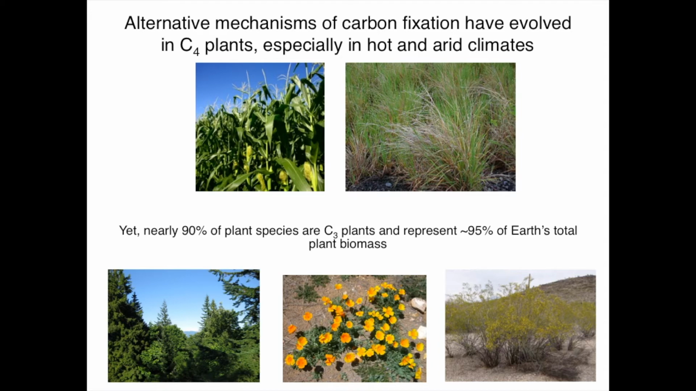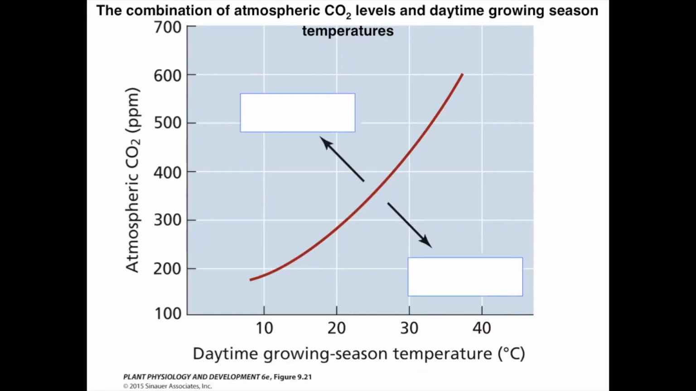So in hot and arid climates, we tend to see that C4 plants are doing really well, or we might see them in higher abundance there. So it'll be really interesting to see what happens in the coming decades. How will C3 plants and C4 plants transition their distribution across the world given a change in climate? So let's think about that in an exercise here.